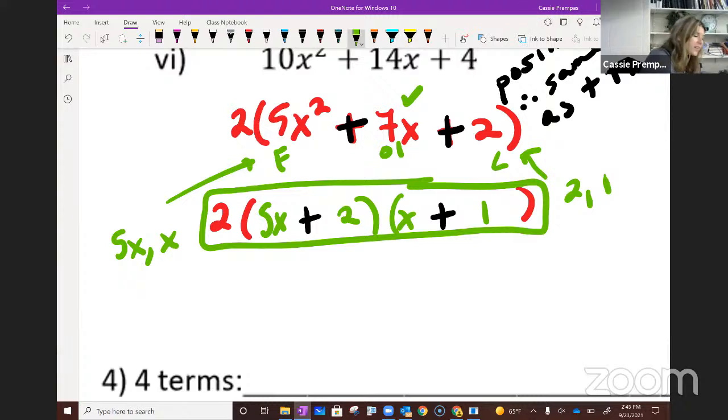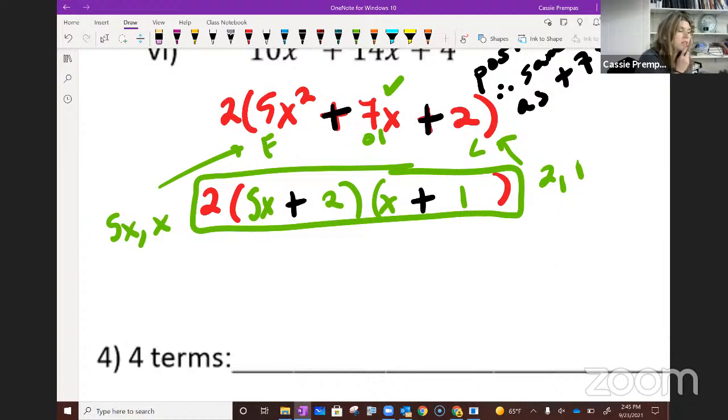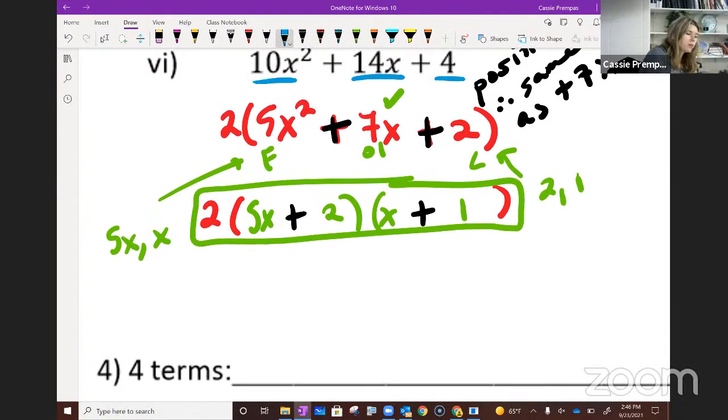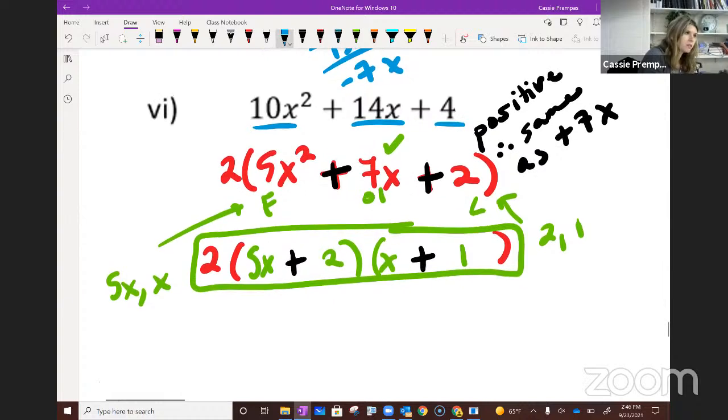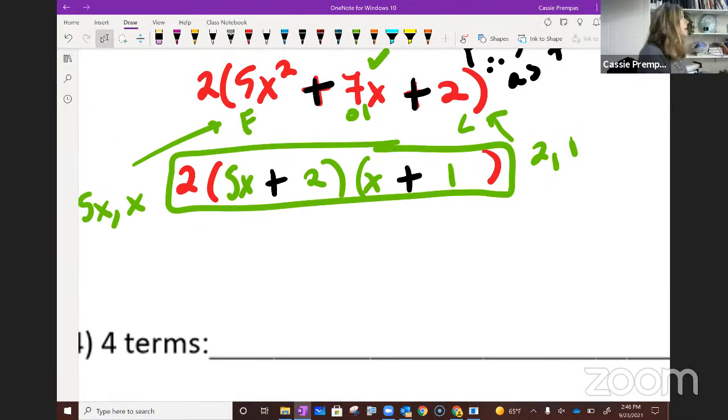All right, there's one last thing I want to show you before we talk about the weekend. Zinnia. Because I looked at the beginning and noticed that there was a 2 that went into everything. Yeah, GCF. All right, guys, can I have your attention for one more minute?